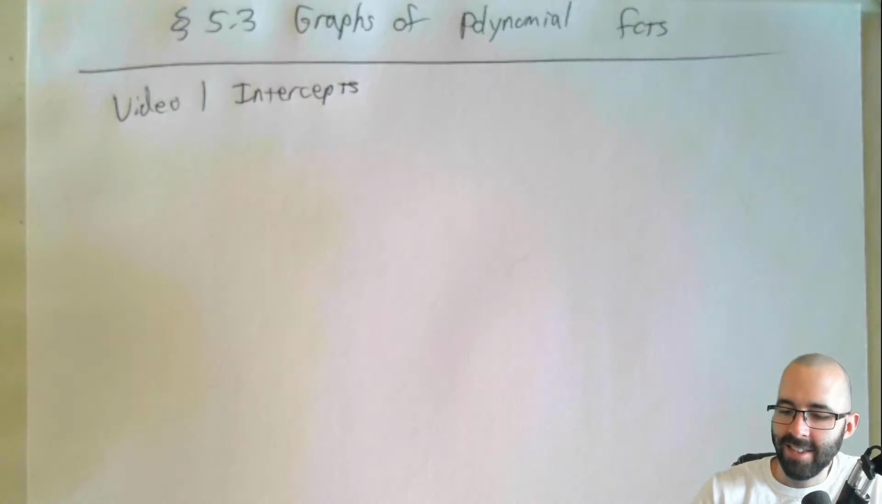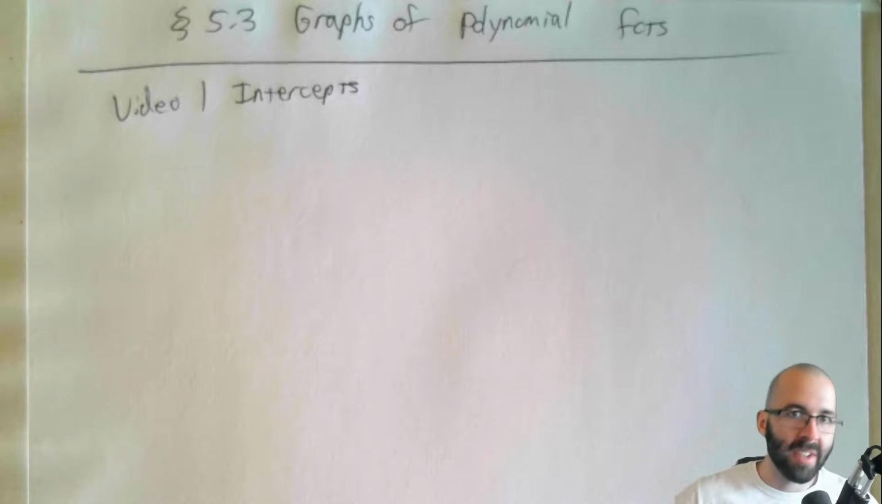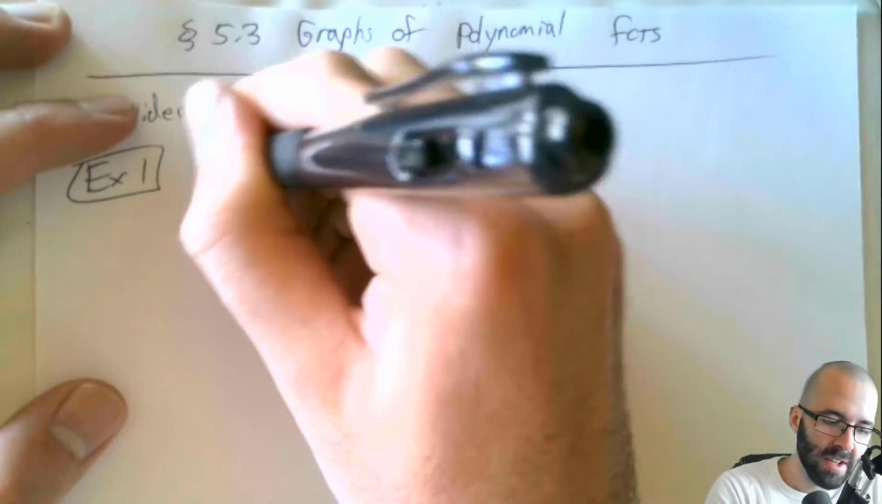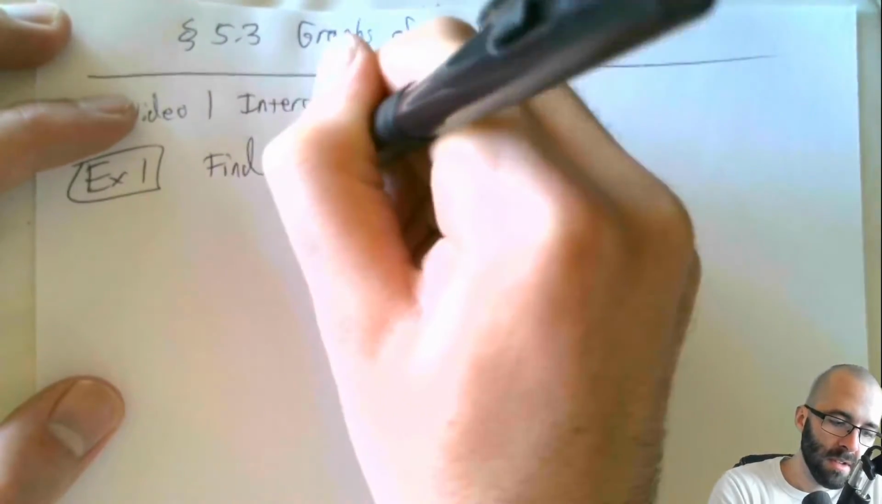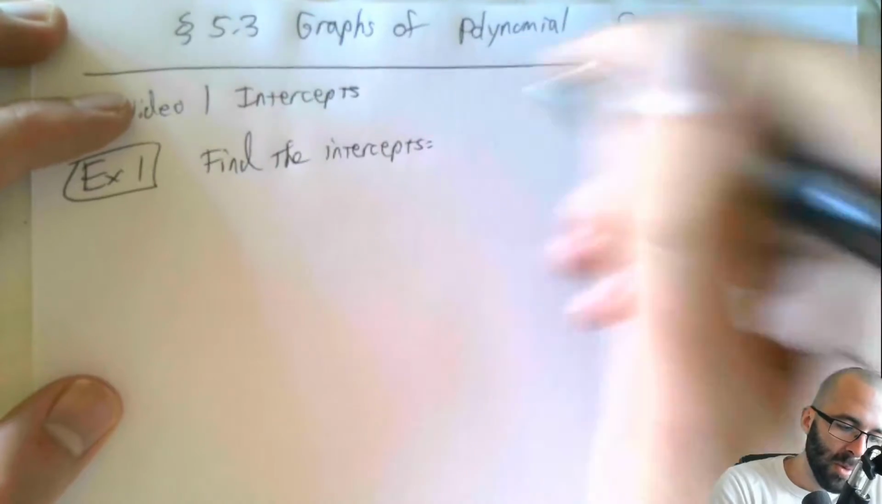Okay, next section. This video is easy because we already did it. It's the same video as with the previous section. I'll still do a couple problems for intercepts, but it's the same thing as the other video. Okay, so find the intercepts. Again, the book in this section really only cares about the x-intercepts. We're going to be doing both.